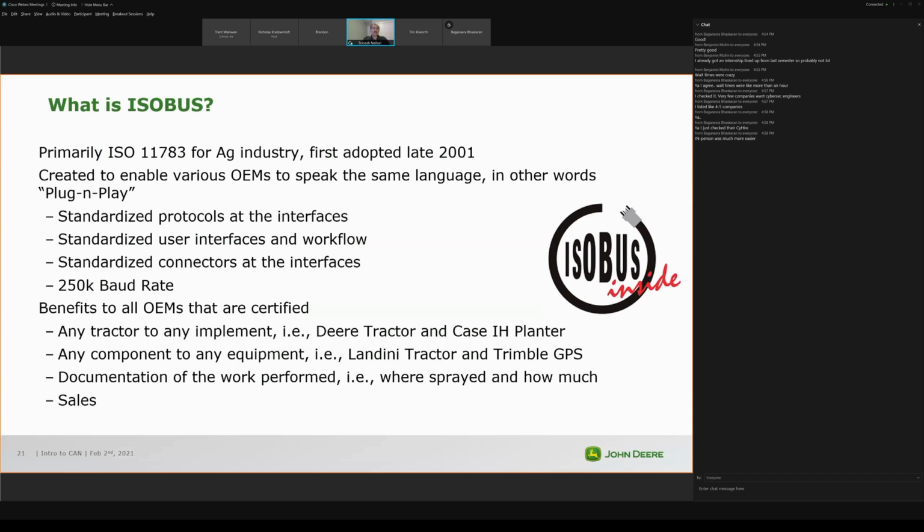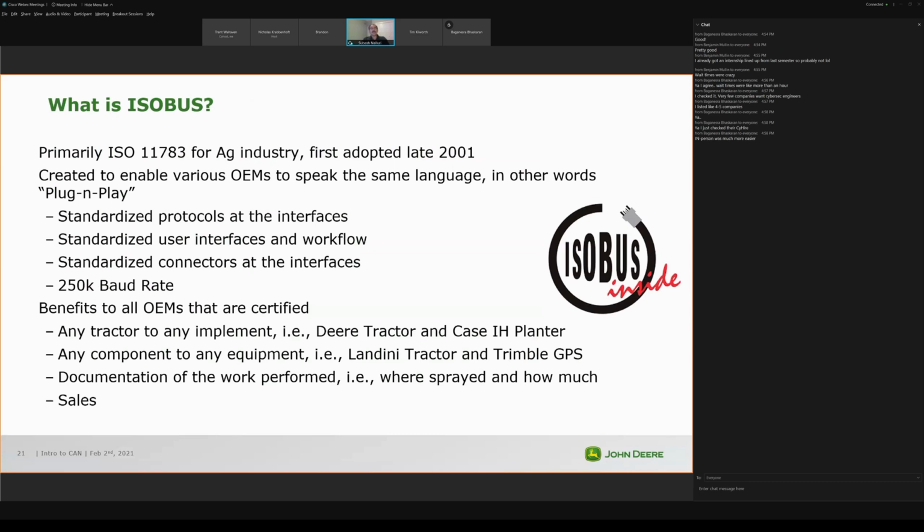Why do we have to get this ISO certification? Basically it is speaking the same language, like plug and play, as in a USB. There's a fixed protocol in there. There's a little bit of flexibility on the USB side, of a baud rate, of a speed, but when you look at USB 1.0, it is a fixed baud rate. Very similar to that, you have a fixed baud rate of 250 kilobaud. Connectors are fixed, workflow is standardized.